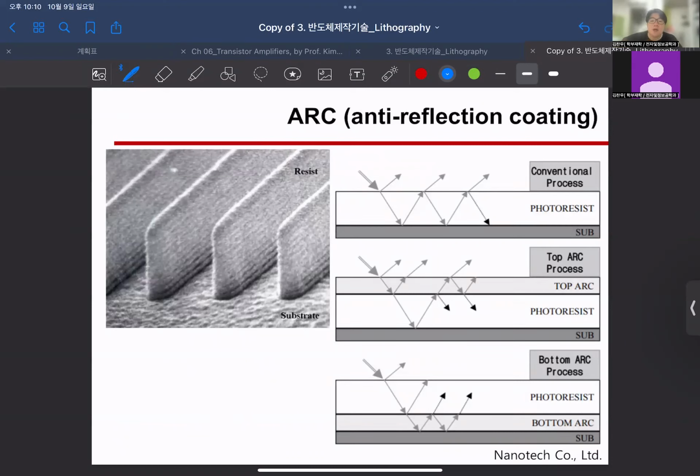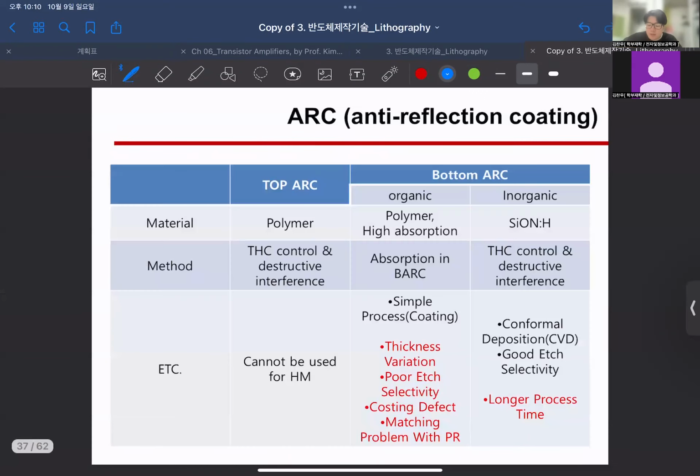Top ARC is where we put the ARC on the top of the photoresist, and bottom ARC is where we put it on the bottom of the photoresist. In the bottom ARC, we could divide by materials into organic material, polymer, or inorganic. But we usually use bottom ARC with inorganic materials because it has a very good conformal deposition. It could deposit very uniformly and has good etch selectivity. That's why we use inorganic bottom ARC.